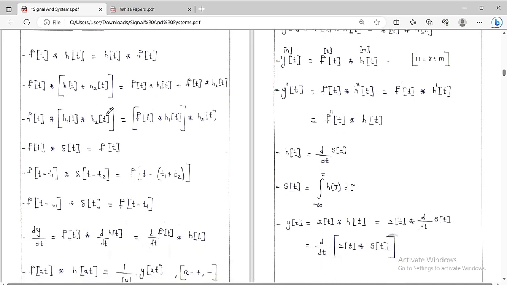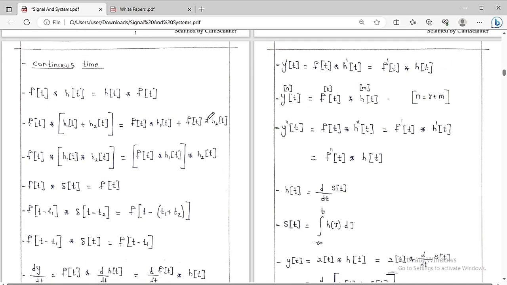Now, f of t convolution of h1 of t plus h2 of t is equal to, taking the convolution inside, f of t convolution of h1 of t plus f of t convolution of h2 of t. So f of t convolution of h1 of t plus h2 of t is nothing but f of t convolution of h1 of t plus f of t convolution of h2 of t.